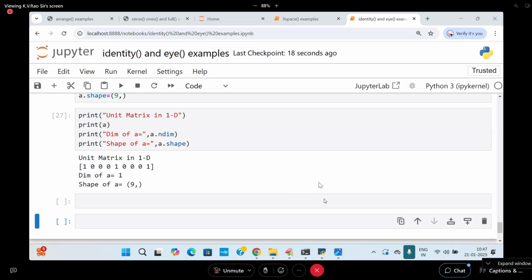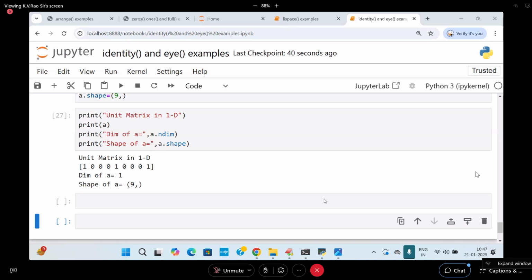Online students, any doubts? M. Harish, student name is Harish. Tell me, Harish. Your voice is not clear, sir. Your voice is not audible for me.